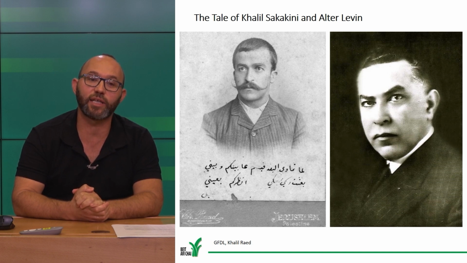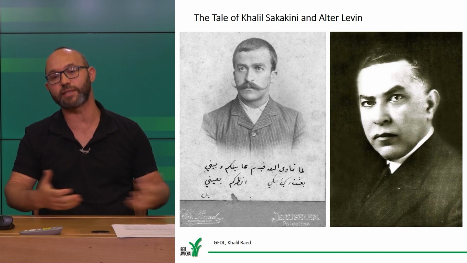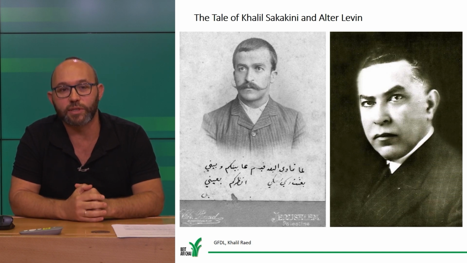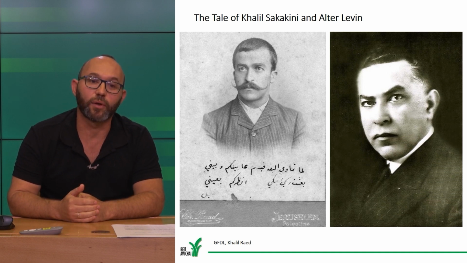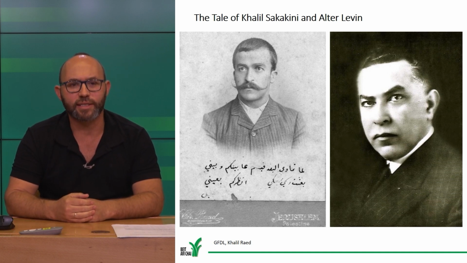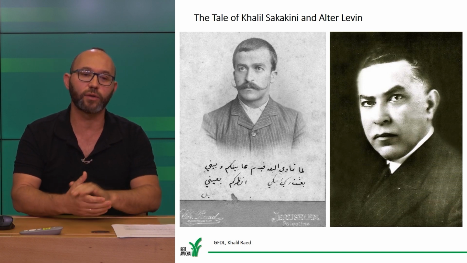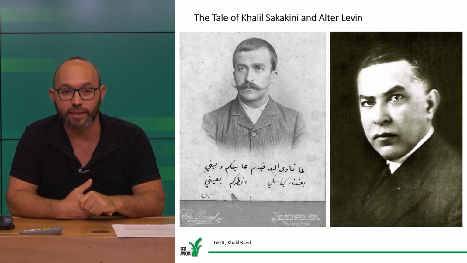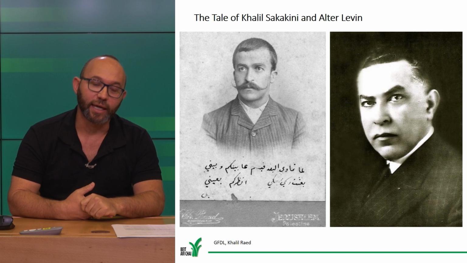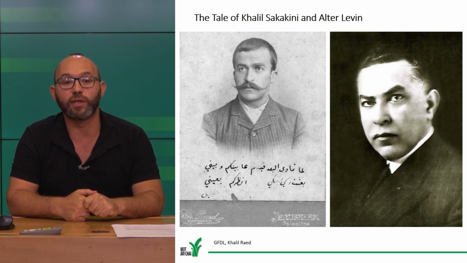Khalil Sakakini was actually the Arab teacher of Alter Levin. Alter Levin wanted to control Arabic better, it's good for business in this kind of city, and was interested in that. Khalil Sakakini was a very known Christian Arab figure. He established the first systems of public schools, wrote books about learning Arabic, and was also a very nationalist, in fact, Palestinian.